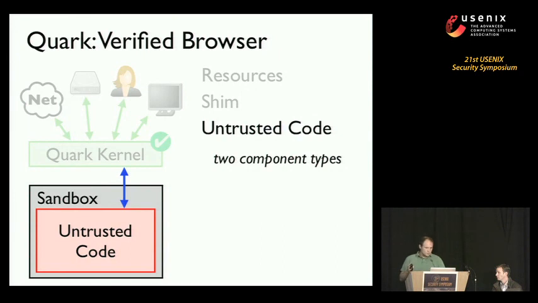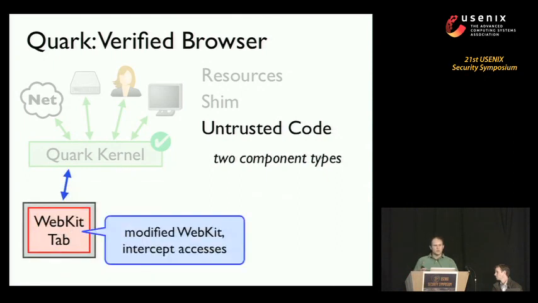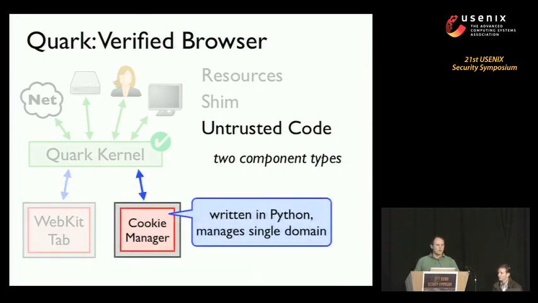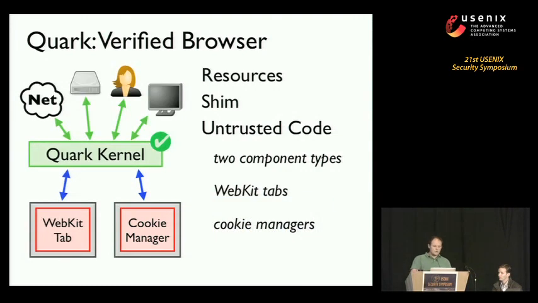There are two kinds of components in the QUARK system right now. The first are the WebKit tabs, and these correspond to versions of WebKit that we modified to interpose on any access to sensitive resources and instead redirect it as a request through the browser kernel. And the second component type are cookie managers, which we wrote in Python. And each cookie manager maintains the cookies for a single domain. Whenever it needs to communicate with tabs, again, it is forced to communicate through the browser kernel. So in general, there can be multiple instances of these browser components.